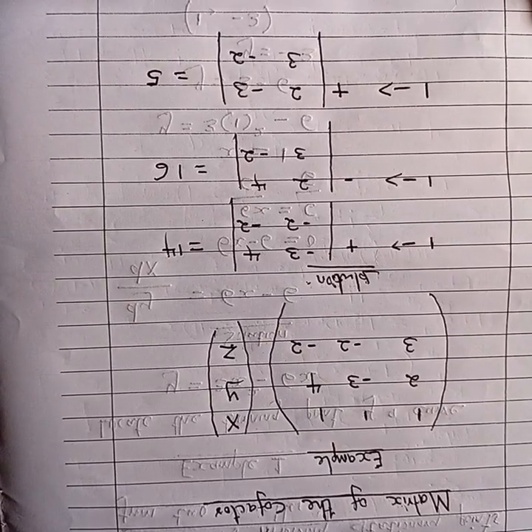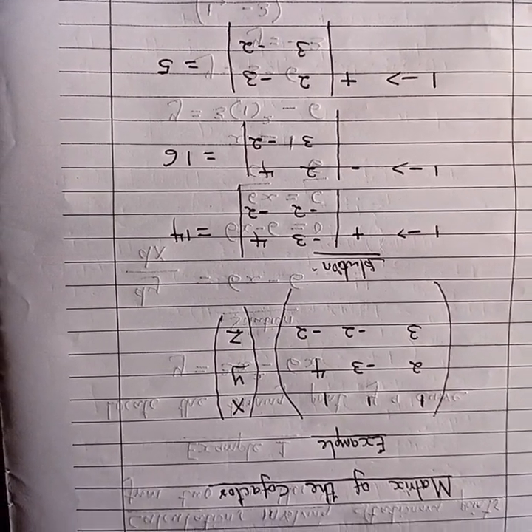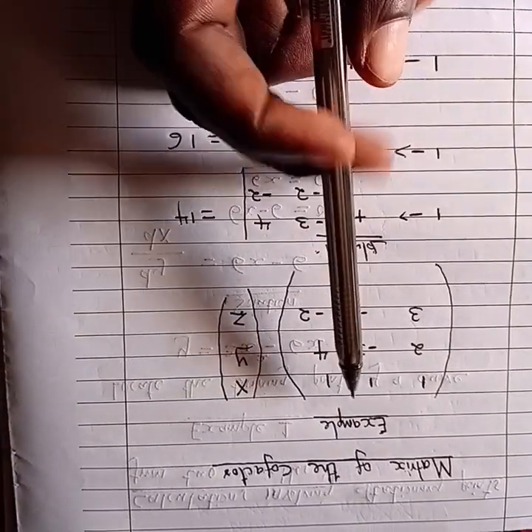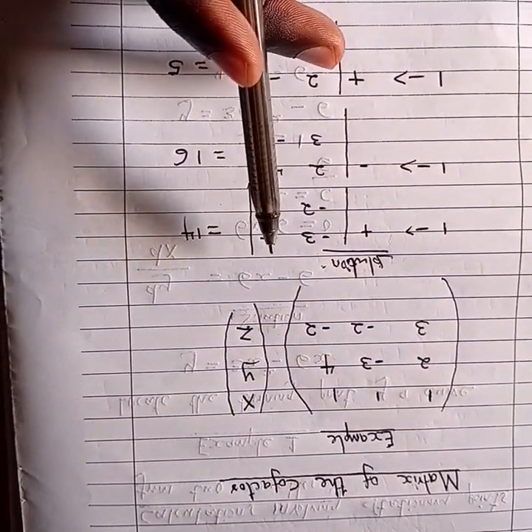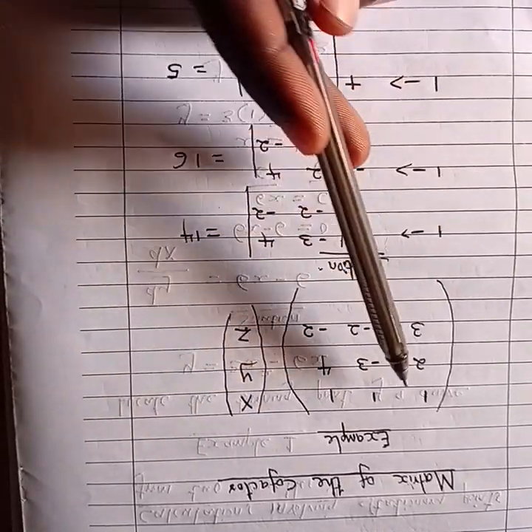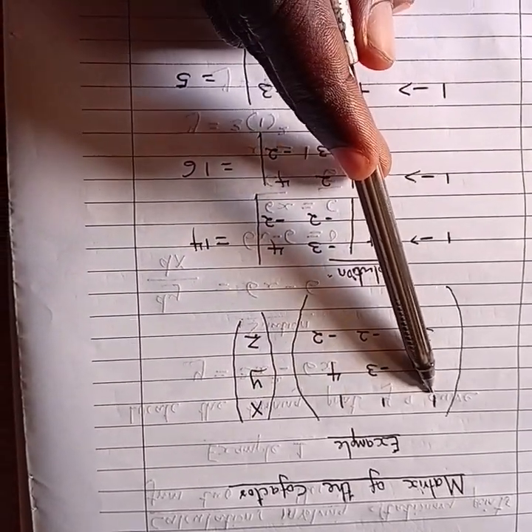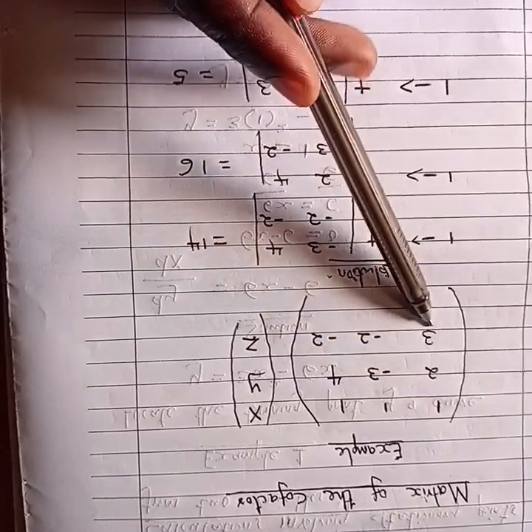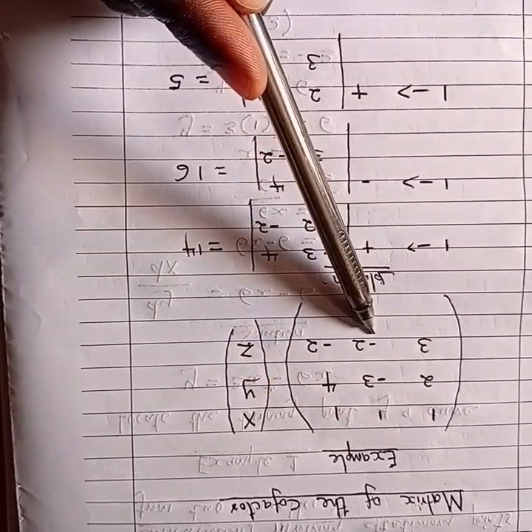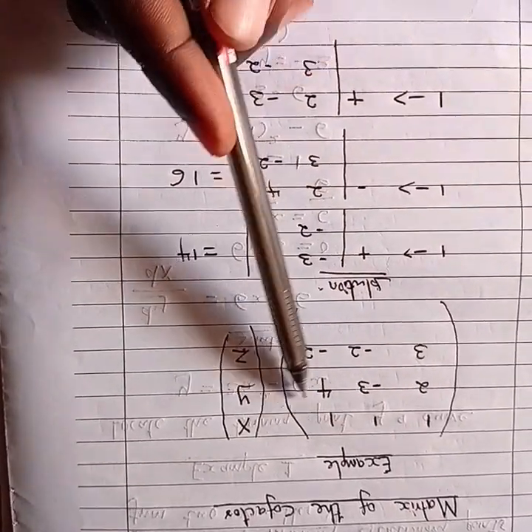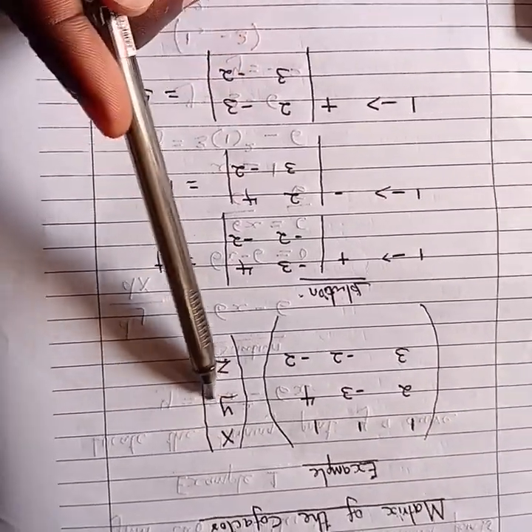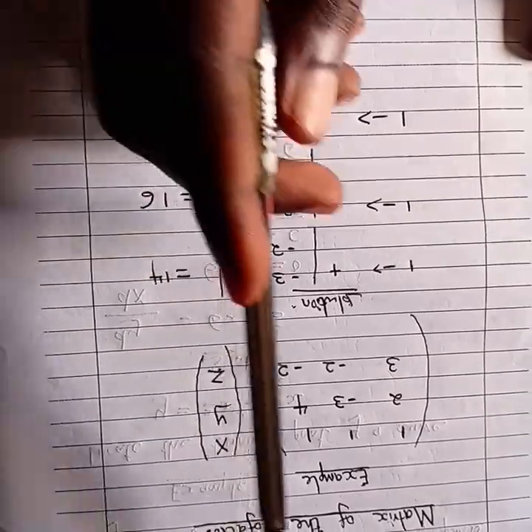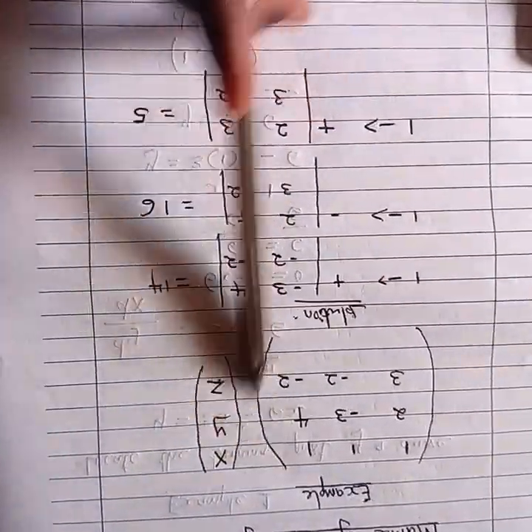Hello viewers, in this lesson we're going to learn about the matrix of cofactors. How do you find the cofactor of a matrix? In an example, you're given the matrix with rows 1, 2, 3; 1, negative 2, negative 2; 1, 4, negative 2, multiplied by x, y, and z. So how do you find the cofactor of the given matrix here?